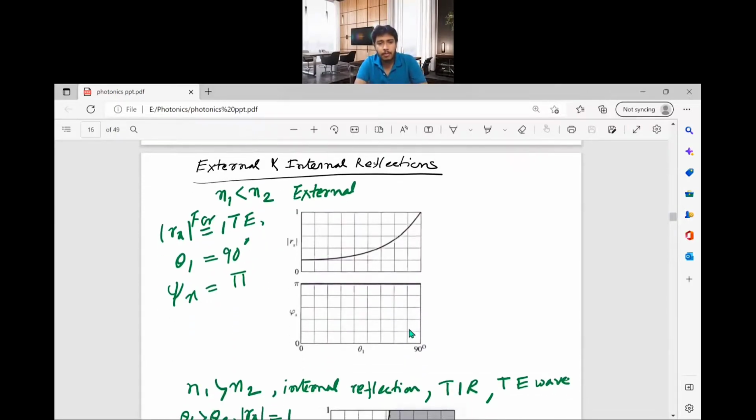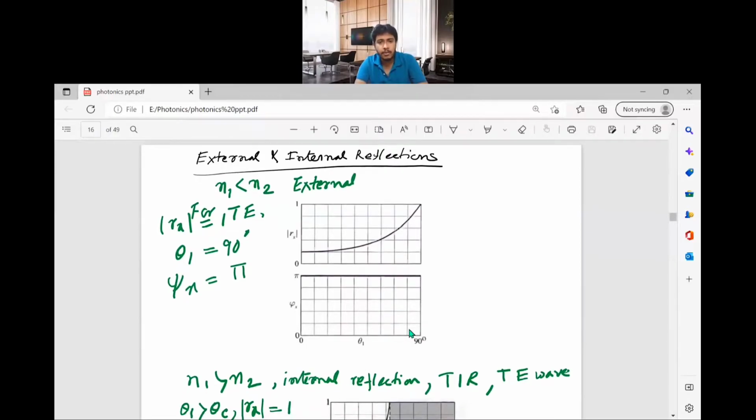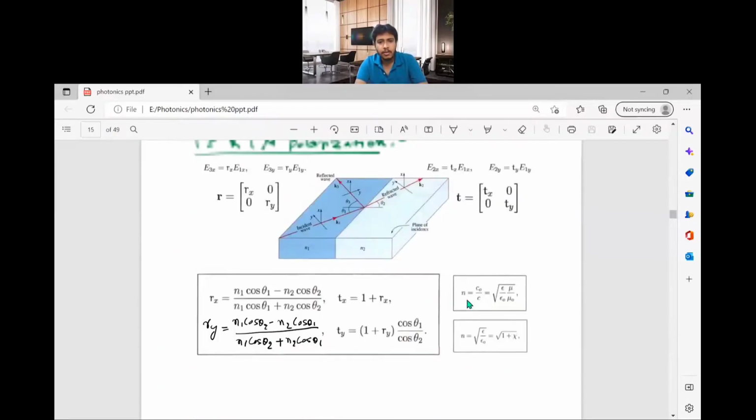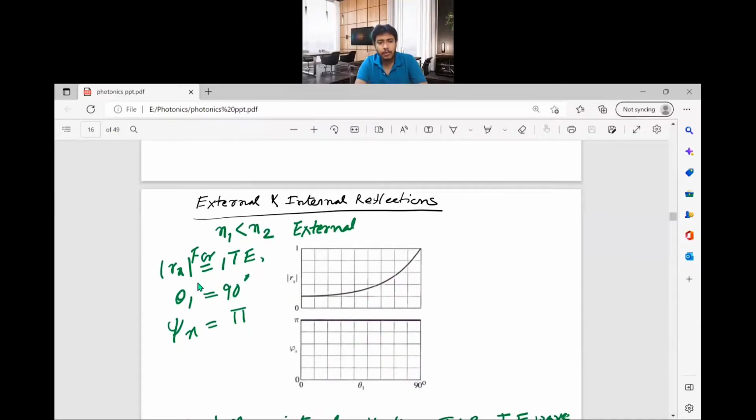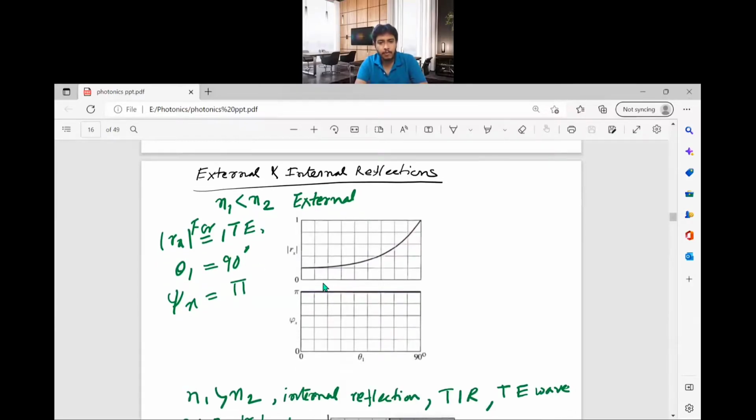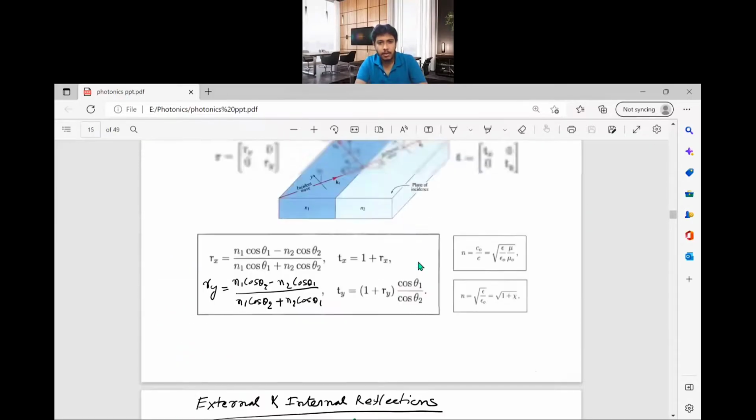The two important applications are the external and internal reflections. When we talk about external reflection, we consider that n1 is less than n2. So we'll check the reflectance coefficients for the TE here. You can check from this equation that if the incident angle is 90 degrees, then your reflectance coefficient will be equal to 1. So it will start from some value. You can check here.